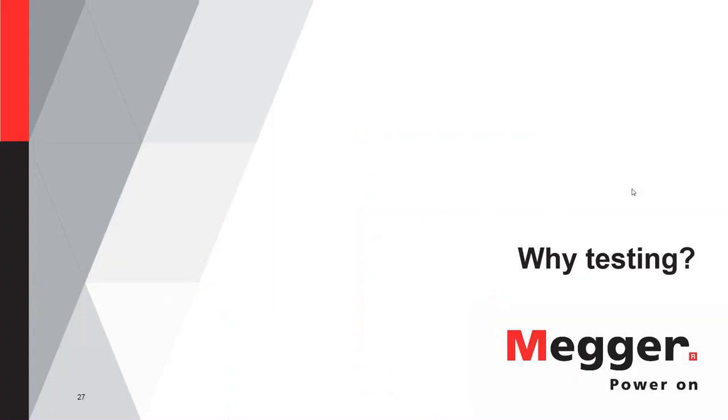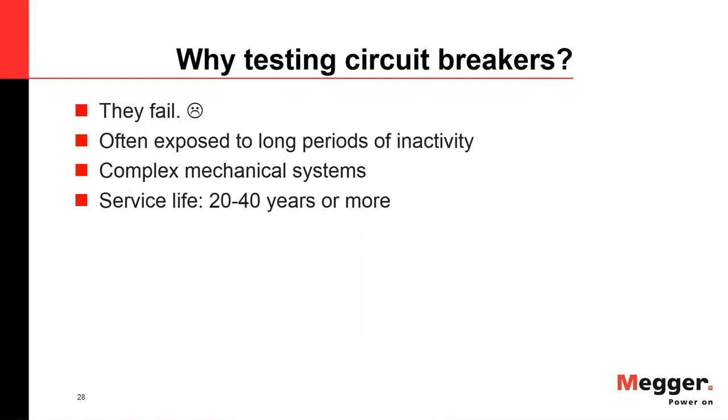Now, why are we testing? Why are we testing circuit breakers? Unfortunately, like any component in the network, in the grid, they can fail. They're often exposed to years and years of inactivity. I've personally seen breakers that have never been operated since they were installed. As I said, they are mechanical systems, so a lot of parts are interacting with each other, and if one component is not good, then the whole function of the system is in danger.